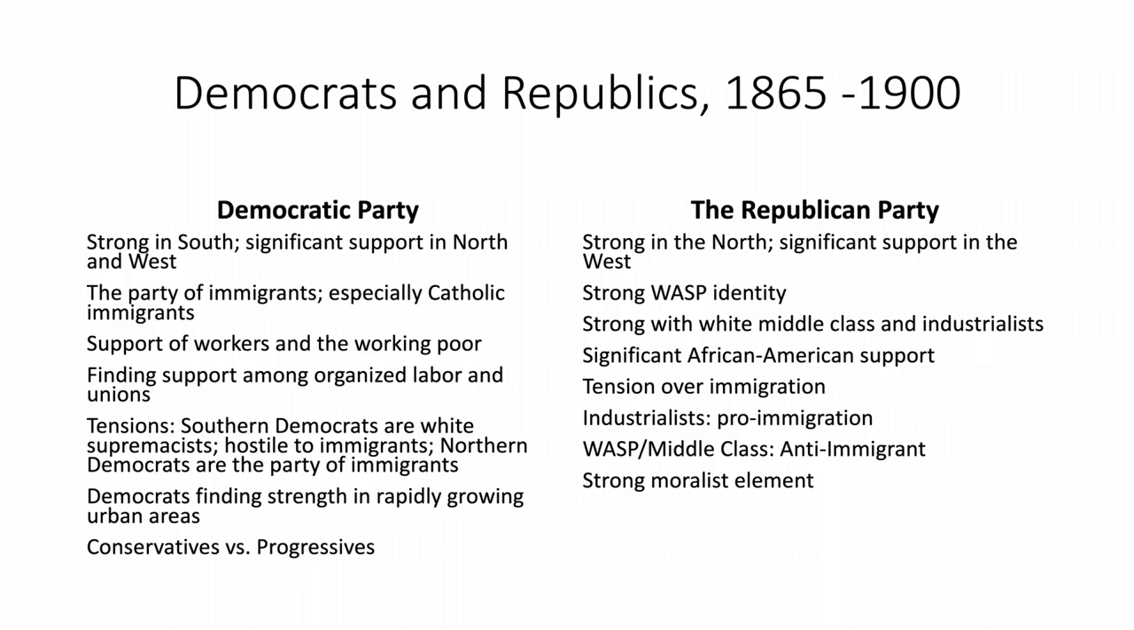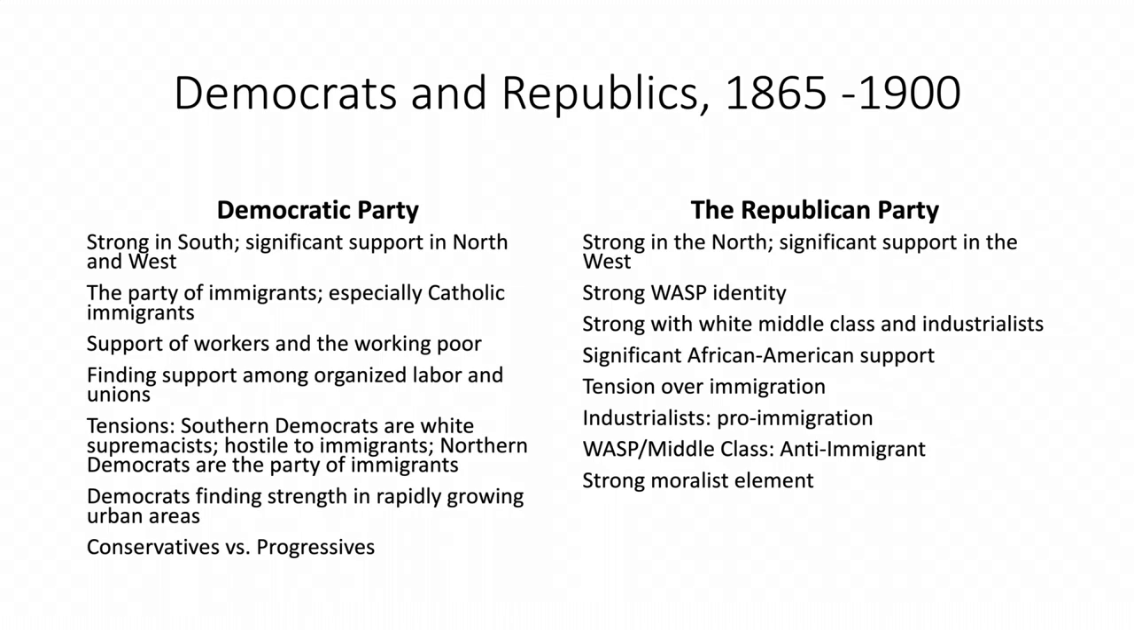And so you have this interesting coalition that's emerging between white supremacists who, on the one hand, are incredibly racist and supporting white supremacy in the South, but are also starting to be antitrust and anti-corporate. In the West, you have those antitrust, anti-corporate sentiments among the farmers. In the North, they are attracting the support of immigrants, especially Catholic immigrants, and of organized labor and unions and the workers and working poor.